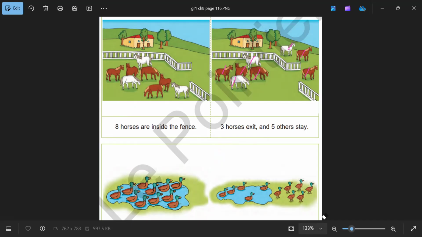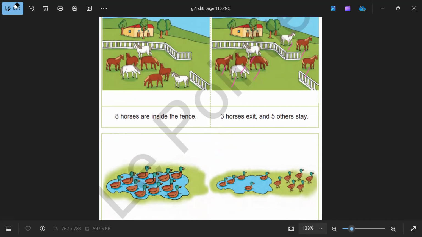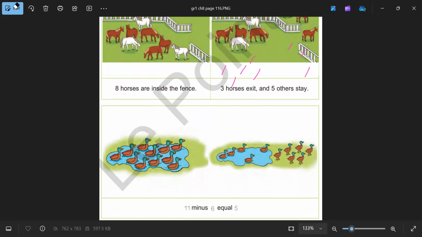On the same page, let's move to the second part. I didn't erase this, sorry. Okay, now on the second one, the second image. What do you see here? Excellent. So this is a pond full of ducks, right? Listen, these two images are different, okay? This is at the beginning and this is at the end.